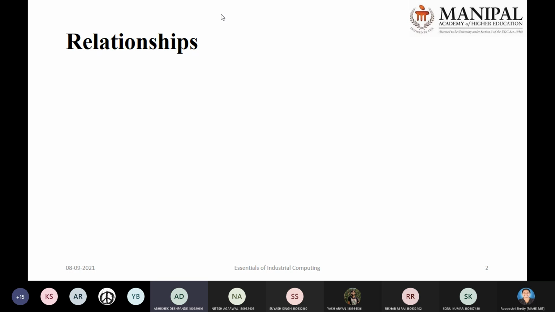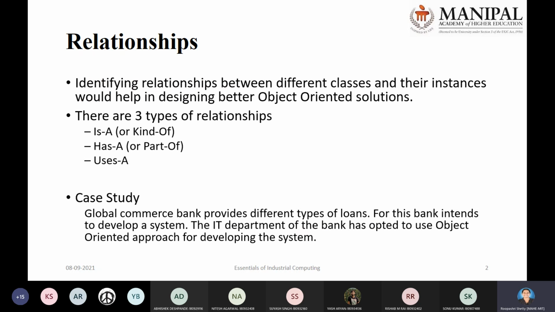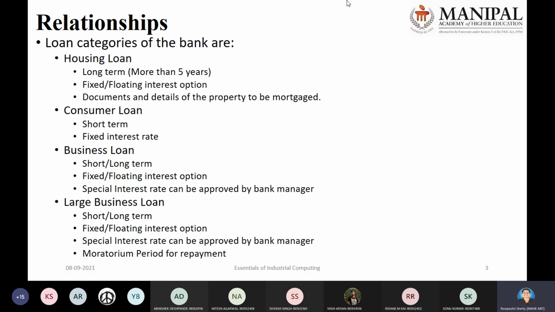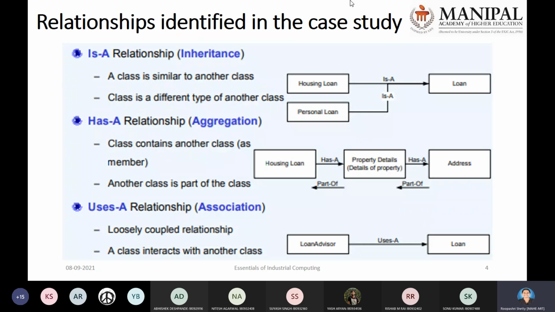Ma'am, we have inheritance, aggregation, and association. We have inheritance, that is an "is a" relationship, and we have a "has a" relationship, or in other words, it is association, is it? And we have a "uses a" relationship, right? So there are three relationships, and the case study is also given to you that a bank is providing loans and there are different types of loans, etc.